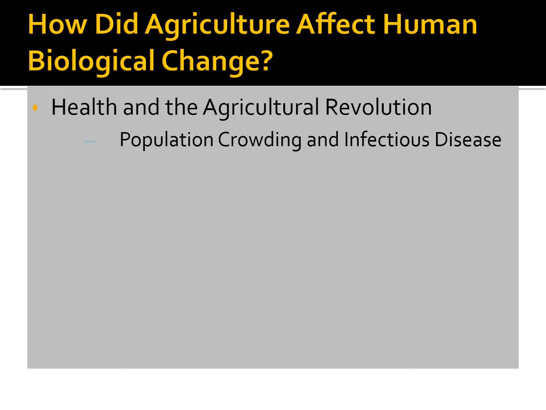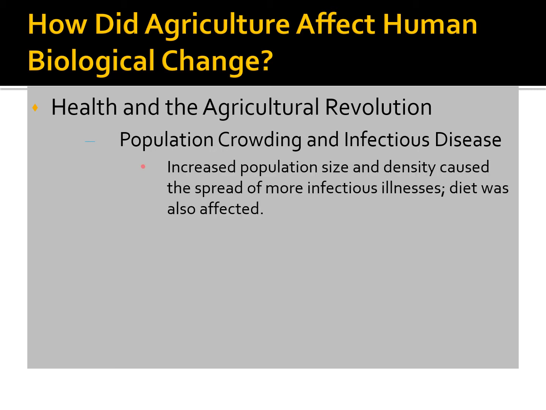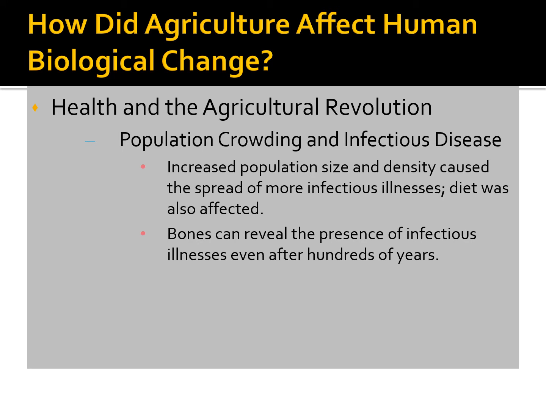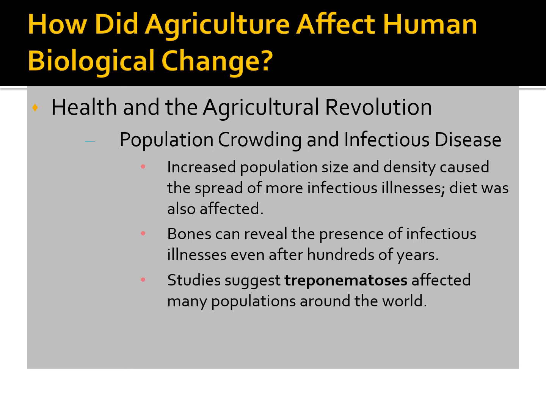So in essence, health and the agricultural revolution, right? We started to have this thing called population crowding, which led to the development of infectious disease, right? So increased population size and density caused the spread of more infectious diseases, and diet itself was also affected, right? And we know this because archaeologists and paleoanthropologists can look at the bones of these ancient humans, and it can reveal the presence of infectious illnesses even after hundreds of years of being in the ground, right? And studies suggest that treponematoses diseases affected many of the early human populations around the world, right? And another disease that we're familiar with today, tuberculosis, was also found very early in human history.